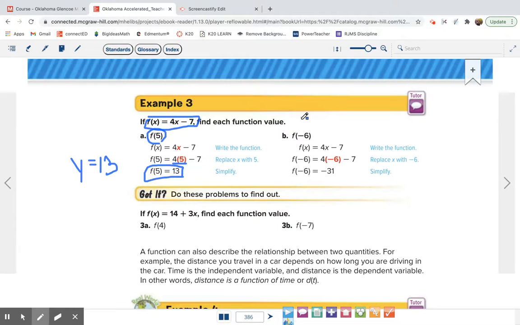Then on this one, f of negative 6 means you take that function, f of x equals 4x minus 7, and plug in negative 6 anywhere that you have an x. So 4 times negative 6 minus 7. 4 times negative 6 is negative 24, minus 7 more is negative 31. So f of negative 6 is negative 31. I want you to now go ahead and try both of these. We'll get some practice on that. 3A and 3B, and then I'll go over it with you.